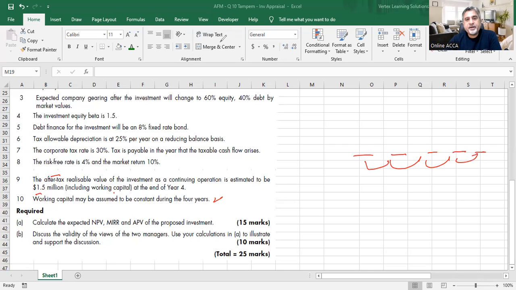Part A, requirement A: calculate the expected NPV, MIRR, and APV. So all three we have to calculate. This is for 15 marks. And part B is discuss the validity of the views of two managers. Use your calculations in A to illustrate and support the discussion. This is for 10 marks.